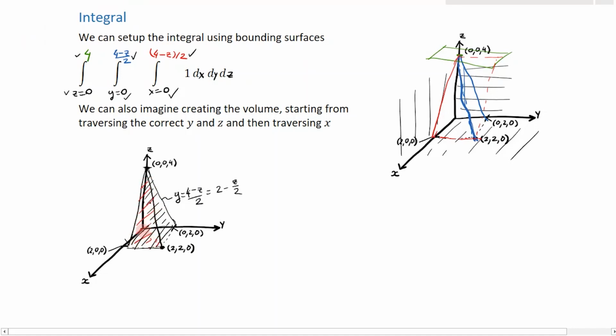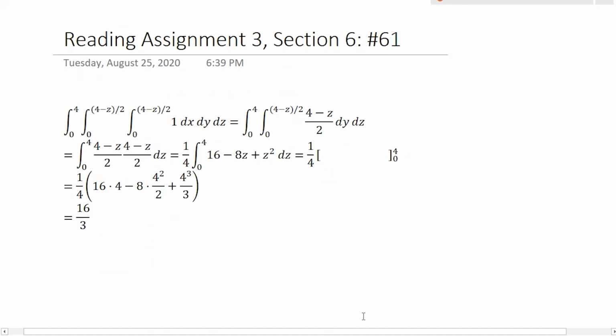So the red plane would be this one, 4 minus z over 2 equals x. So that's another way to think about it. You can choose whichever way you prefer. Okay, so now let's actually integrate.